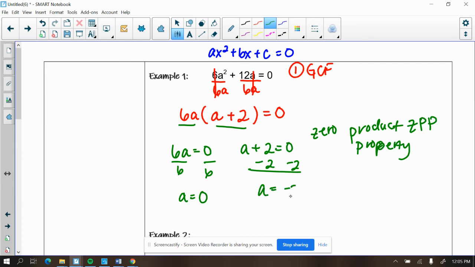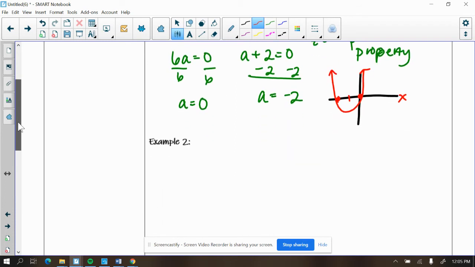A equals -2. So this is just telling me, if we go back to looking at that graph that we talked about at first, that my parabola is going to hit the x-axis at 0 and at -2. So it's going to cross that x-axis at 0 and -2. So it might look something like this if we just sketch it quickly. Okay, so that's one where you're just factoring out a GCF.